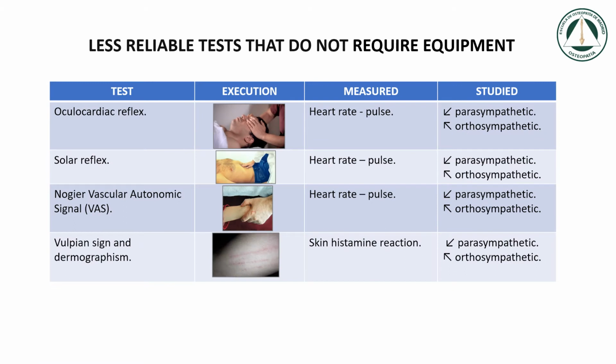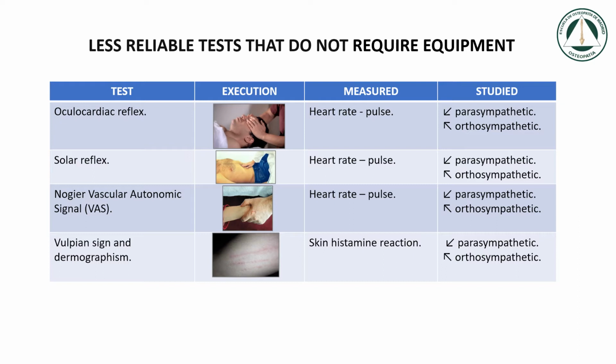Less reliable tests that do not require equipment. There are tests that do not require any equipment, but they are less reliable. All these tests can show an inhibition of the parasympathetic system, or a hyperactivity of the orthosympathetic system. The Polar H10 belt and the Cursos software can be used in the study of the oculocardiac and solar reflexes.